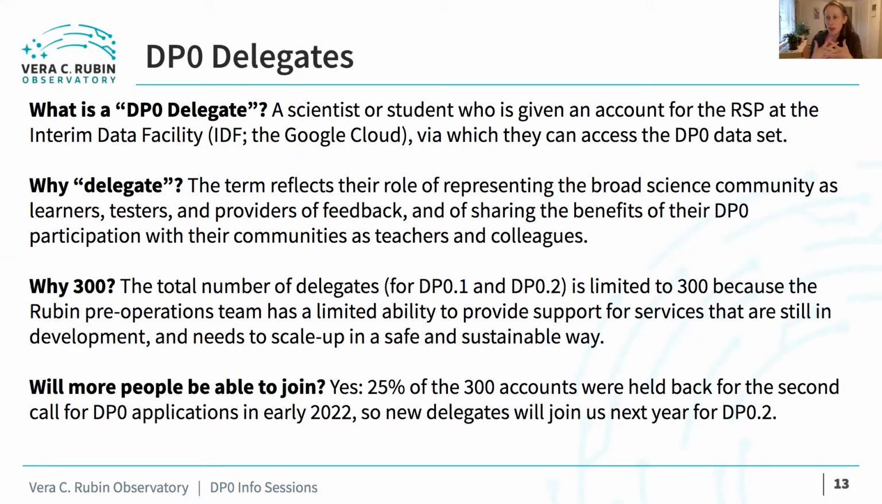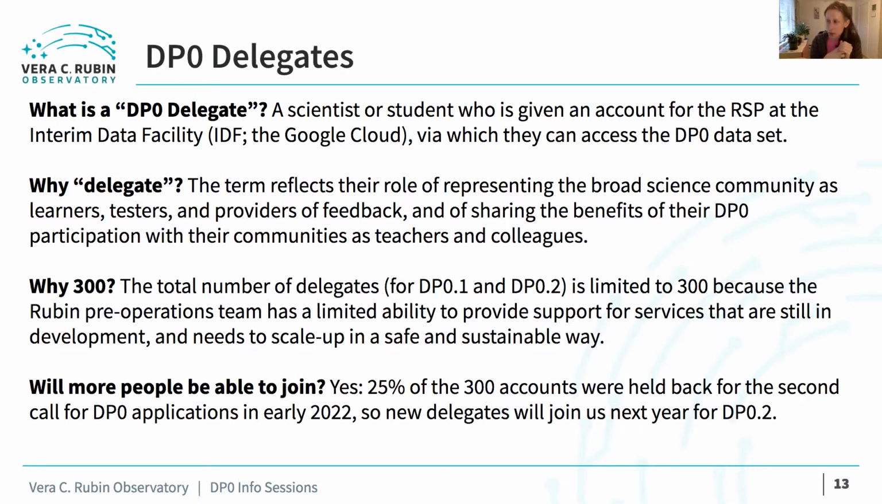It's limited to 300 because the Rubin pre-operations team, as I mentioned, has limited ability to provide support for services that are still in development, and we really need to scale up in a safe and sustainable way. This 300 number is about an order of magnitude increase over the about 30 people who are using an even earlier version of the Rubin Science Platform at the NCSA. So increasing by an order of magnitude.